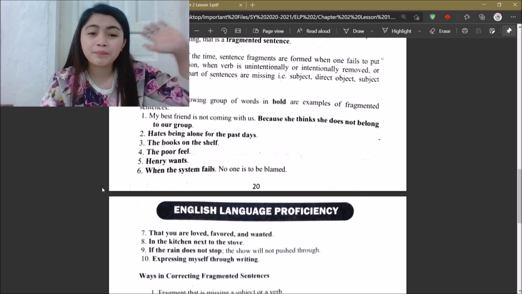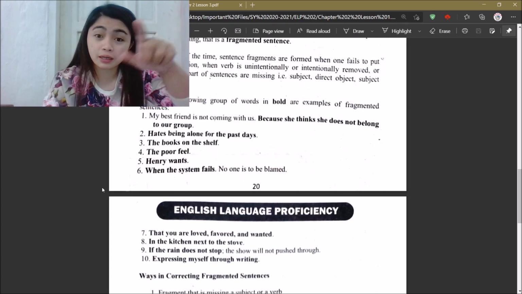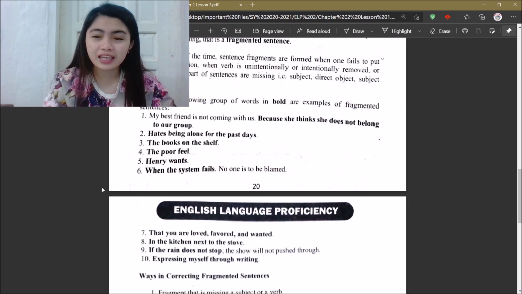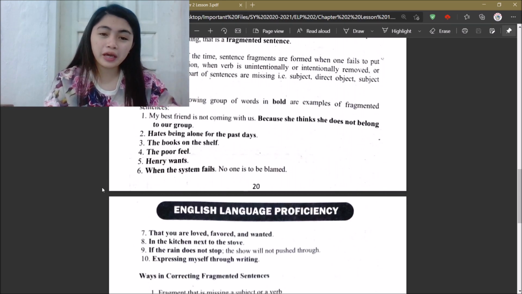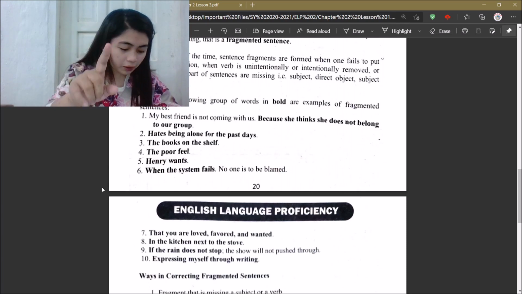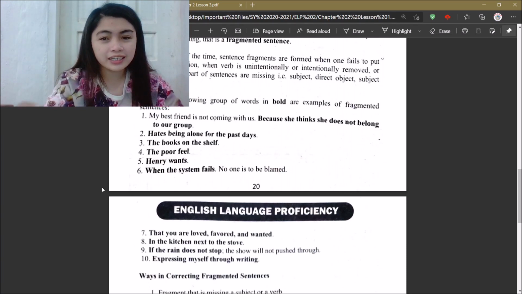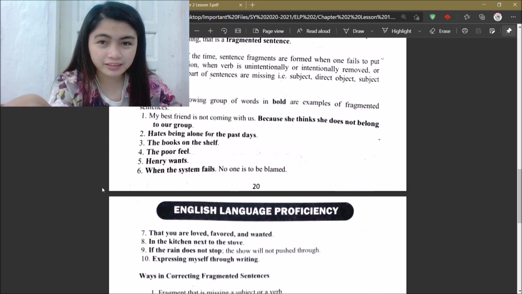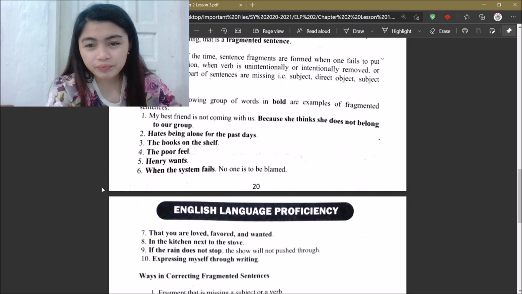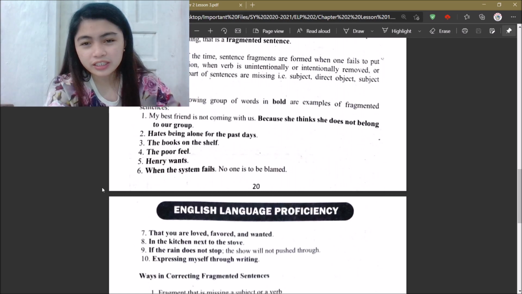Number one is, my best friend is not coming with us. Nag-period siya because she thinks she does not belong to our group. Number two, hates being alone for the past day. So number one, ano nangyayari dyan? Ano yung error? We have incorrect punctuation, right? So, complete thought na siya eh.